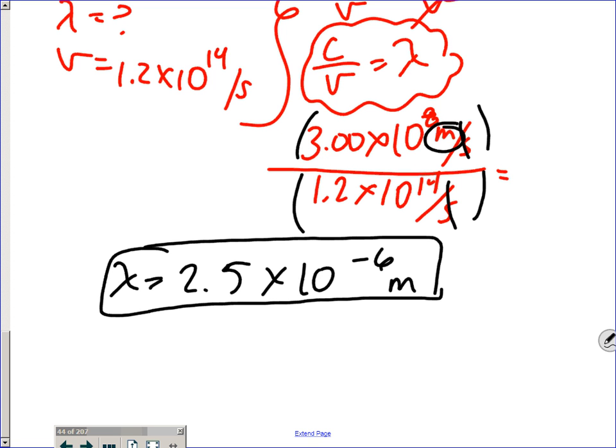Is that longer or shorter than the violet? Violet was 4.0 times 10 to the -7? So technically that's shorter. It's not actually red, that's because I just made that question up.